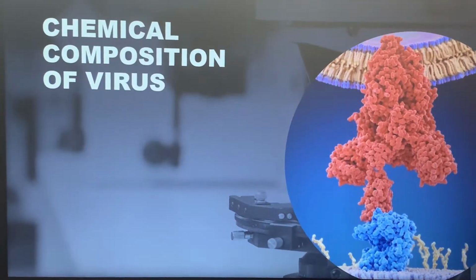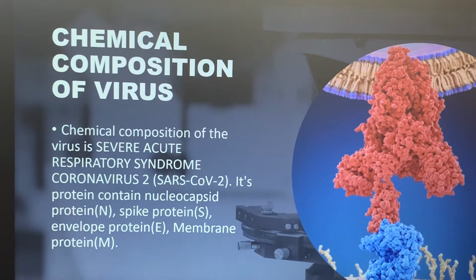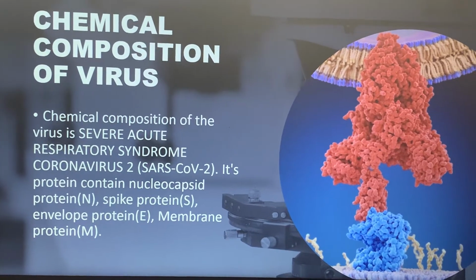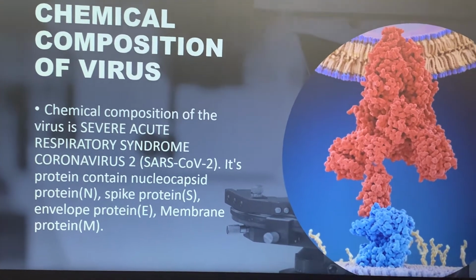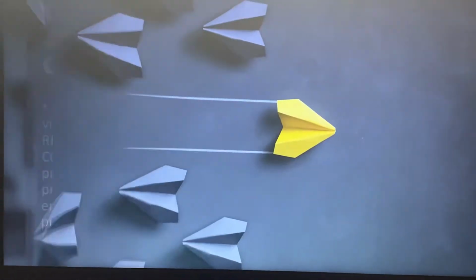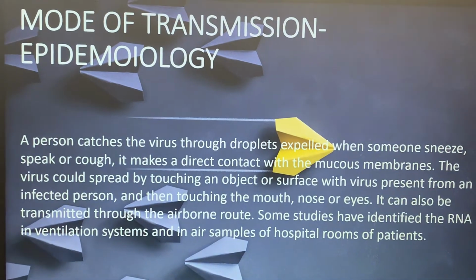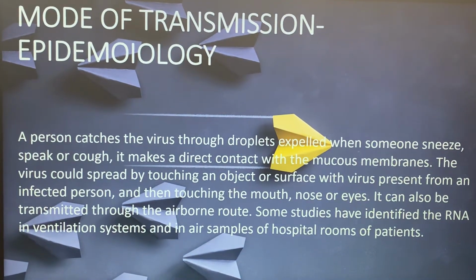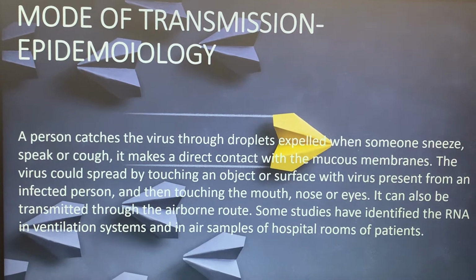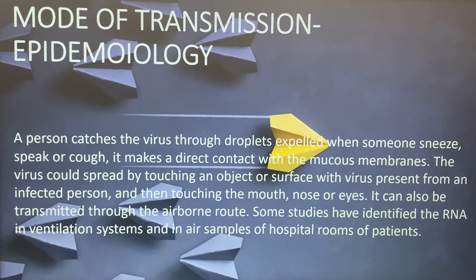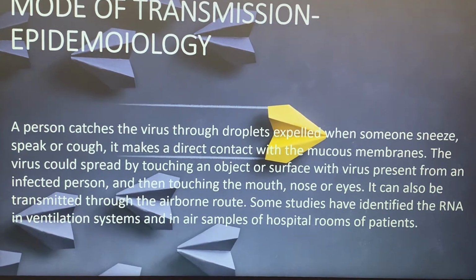Chemical composition of the virus. It contains SARS-CoV-2, N protein, S protein, E protein and M protein. Mode of transmission. A person catches the virus through droplets expelled when someone sneezes, speaks or coughs. It makes direct contact with the mucous membrane.